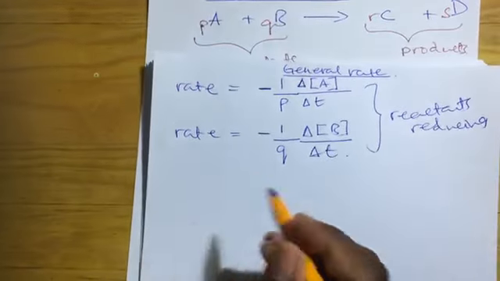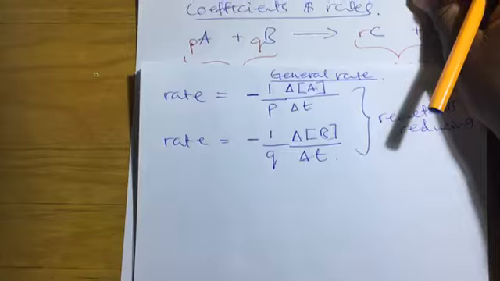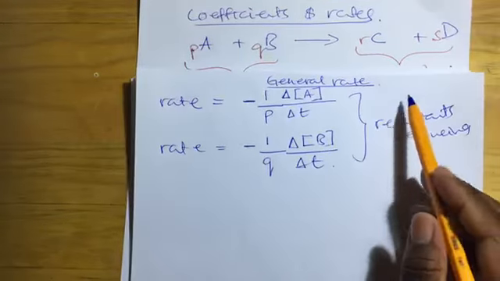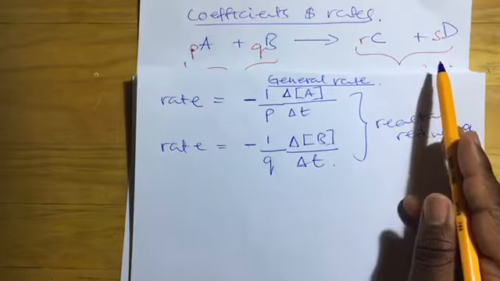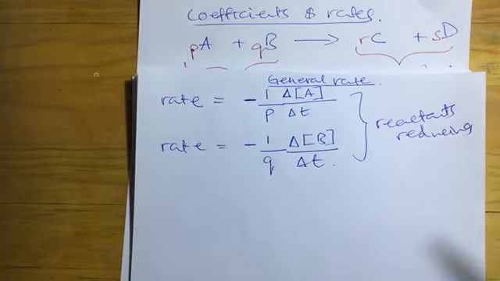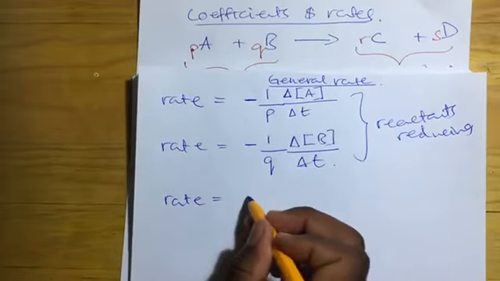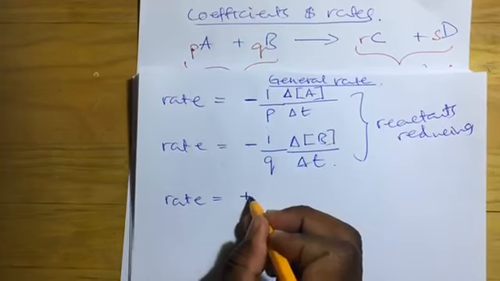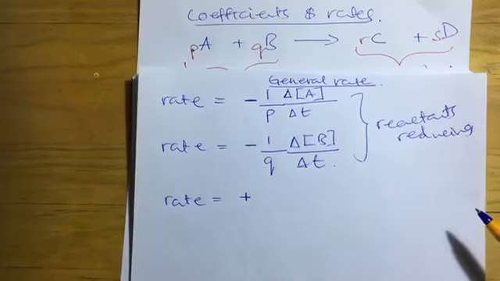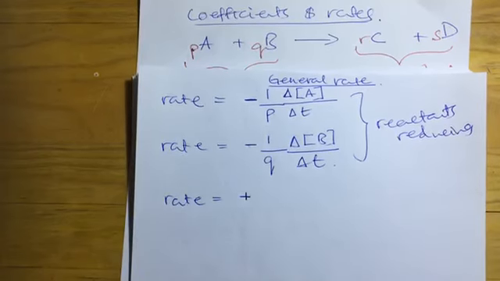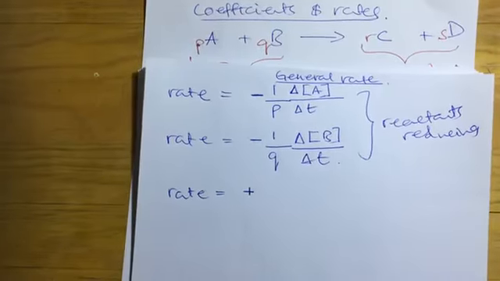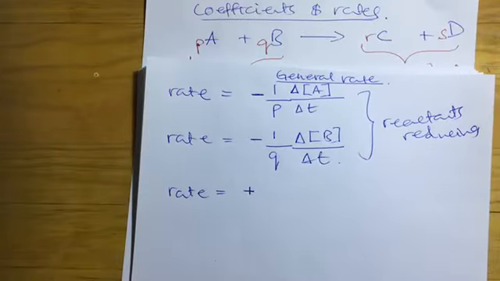Now, the expression for the products will be slightly different. Remember we said products increase, reactants reduce. So this is going to be rate is equal to, this will be positive because the products will be increasing. Why are you putting 1 over P instead of P alone multiplied by the concentration? So the relationship has been found to be an inverse relationship experimentally. So that's the standard that we are adopting.